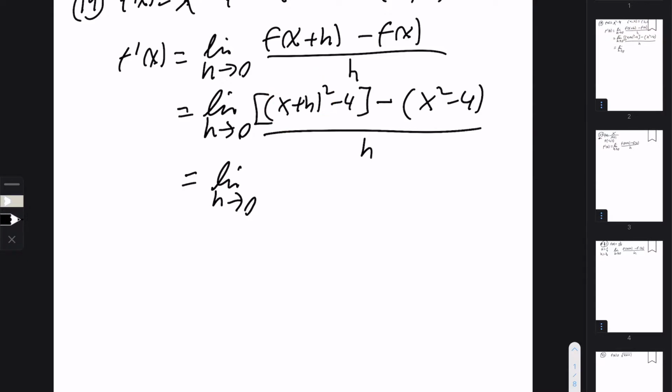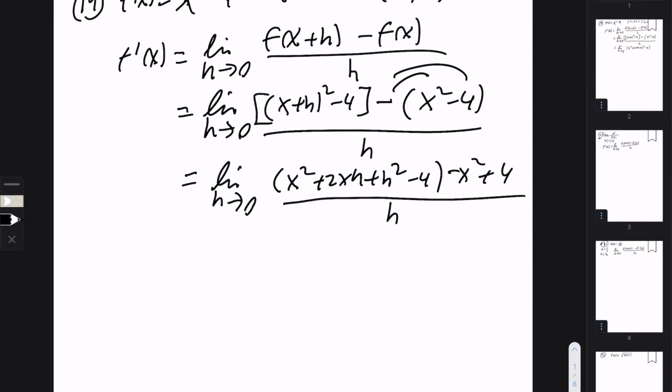And when you square it, it's not x squared plus h squared. It is a binomial squared. You have to FOIL that. It comes out to be x squared plus 2xh plus h squared with a minus 4. I will distribute that negative sign, minus x squared plus 4 all over h, and beautiful things happen. X squared minus x squared, bam. Minus 4 plus 4, bam.